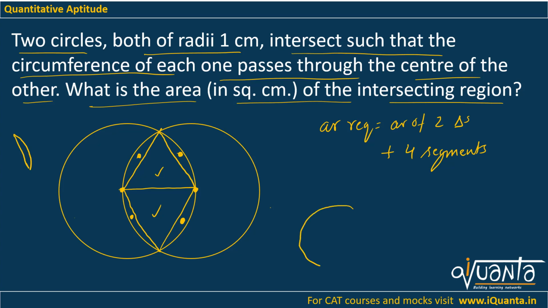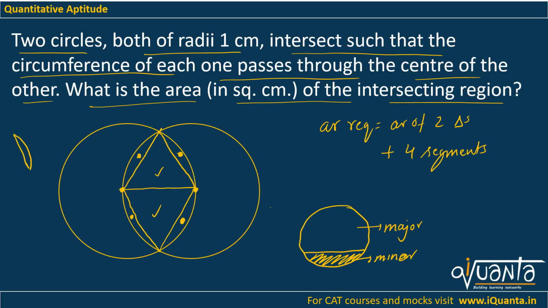Now what is a segment? If I have a circle like this and I draw a chord, then this region is called a segment. So we have divided the circle into two segments. One of them, this one, is called the minor segment, and this one is called the major segment. Major means bigger, minor means smaller.